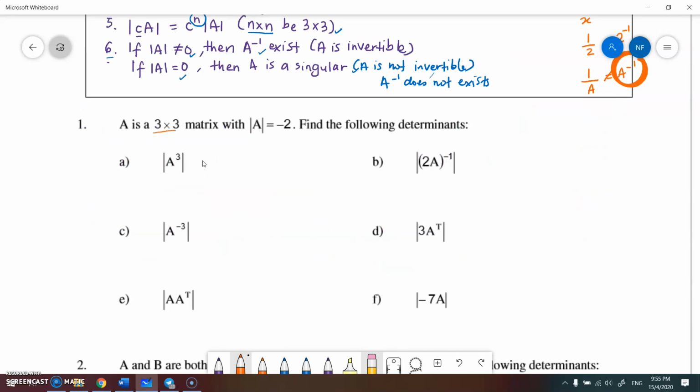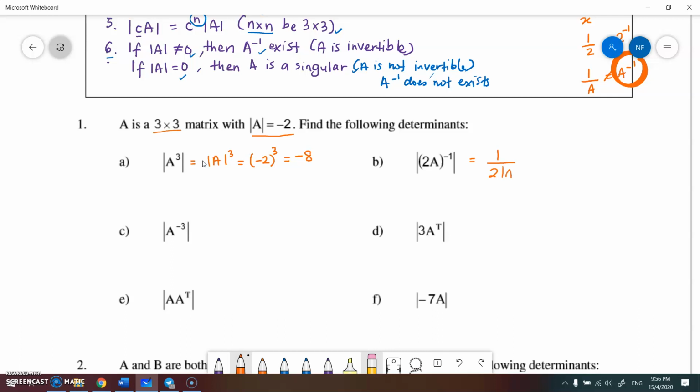Okay, first, you are given A, a 3 by 3 matrix, and the determinant is negative 2. Find the following determinants. So, you must remember all the properties. For A, determinant A to the power of 3 is equal to determinant A to the power of 3. So determinant A is negative 2 to the power of 3, so your answer is negative 8. Okay, B. 2A inverse.